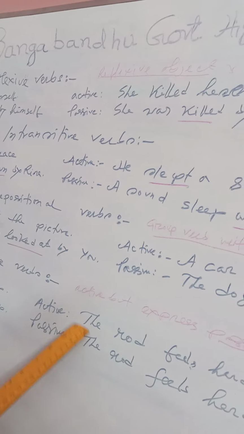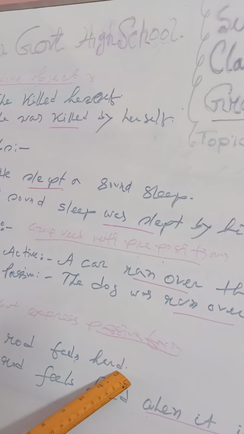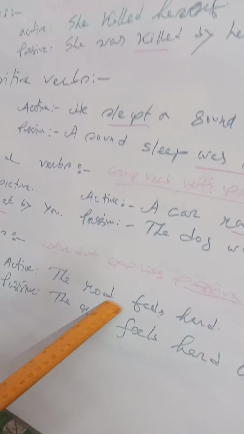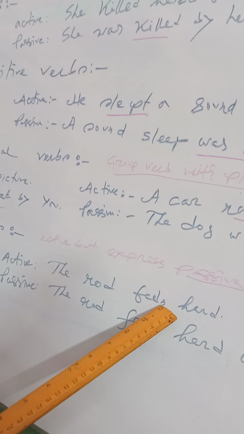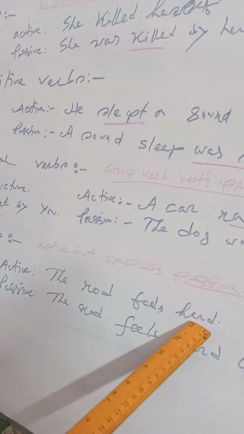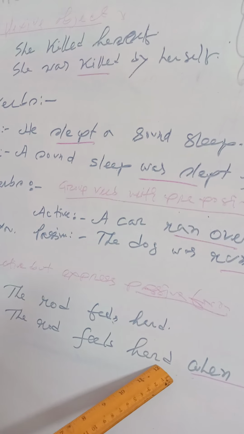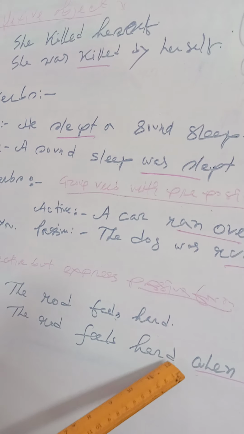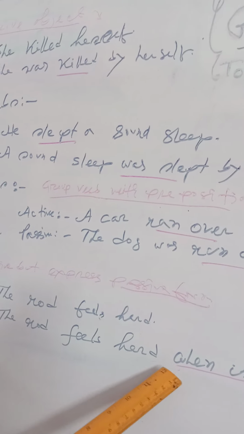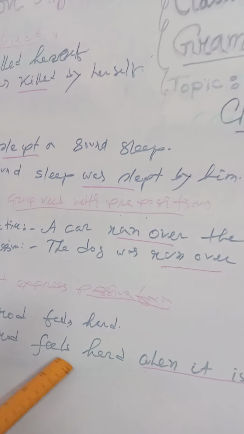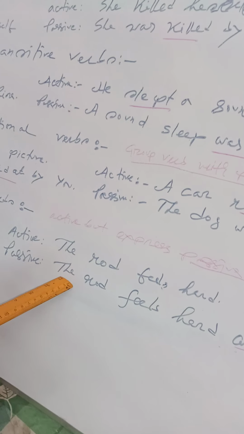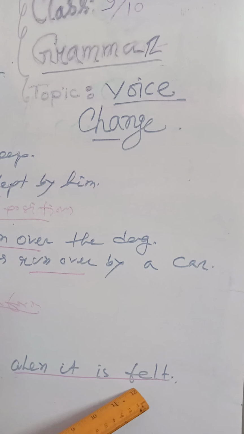The last example of a quasi-passive verb, in the active form: the rod feels hard. Here the quasi-passive verb is feels and hard is the complement. When can you feel the rod hard? When you are going to feel it or touch it. So we have to change the voice of the quasi-passive verb this way. The rod feels hard when it is felt.